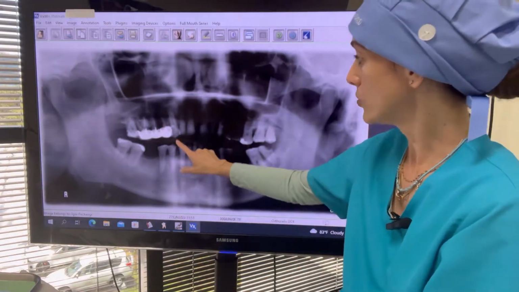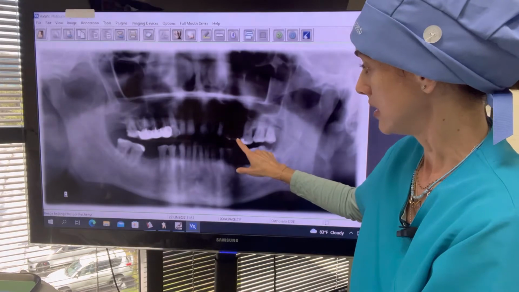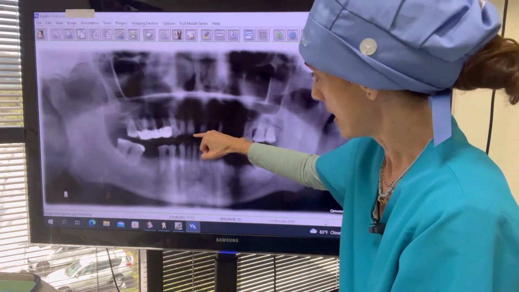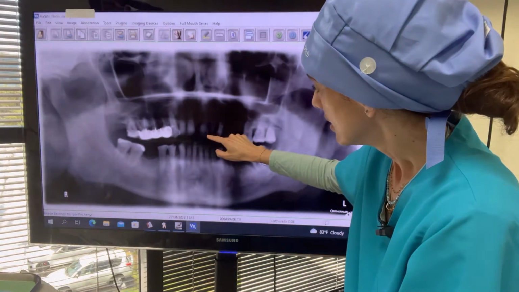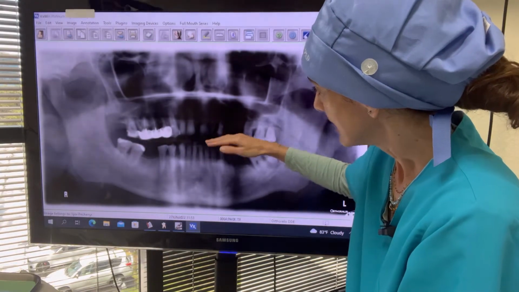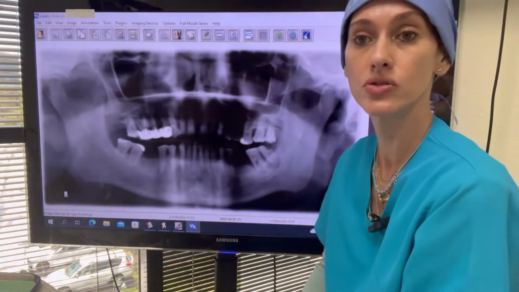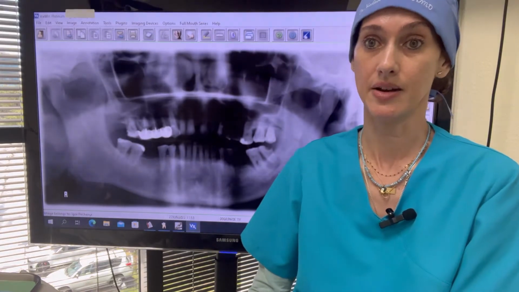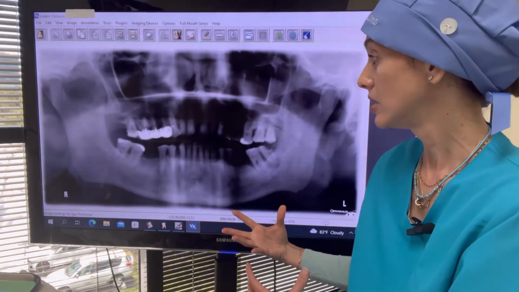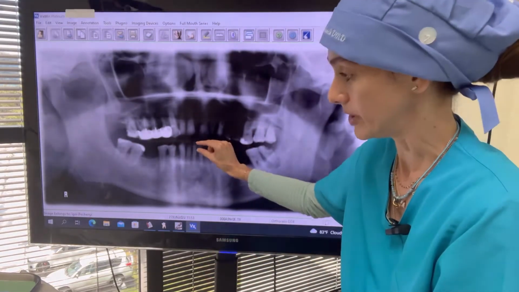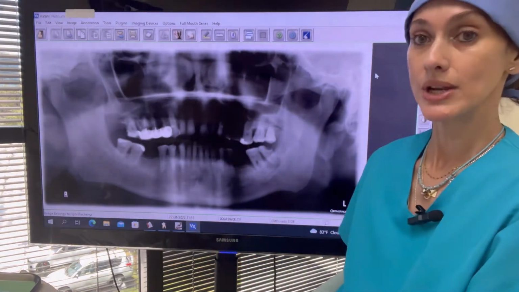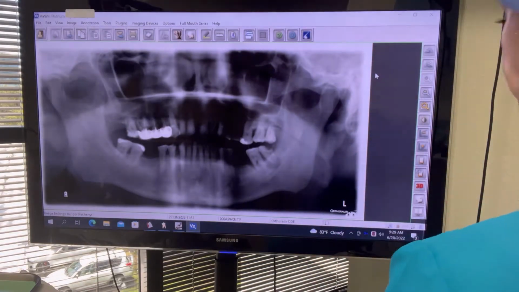Also on the top area, you can see all the wear from the grinding. You can see here all the edges are like this. So we also have to fix that because that will continue. And with time, the teeth on the top are going to be very, very short. So let's see the other x-rays.